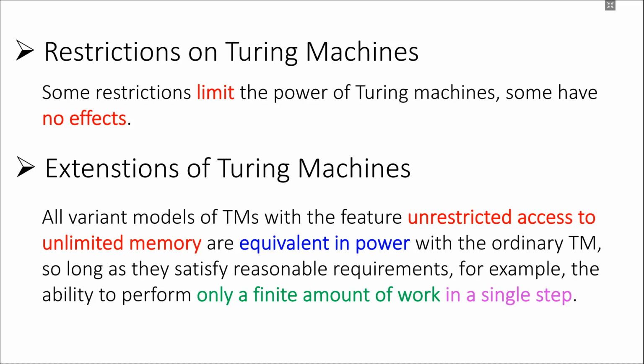Among various ways to restrict Turing machines, some of them actually limit the power of Turing machines. Others have no effects. And among all the attempts to expand the power of Turing machines, they share the feature of unrestricted access to unlimited memory, and they are equivalent in power with the ordinary Turing machine, so long as they satisfy some reasonable requirements. For example, the ability to perform only a finite amount of work in a single step. Intuitively, a machine that can do an infinite amount of work in a single step is more powerful.